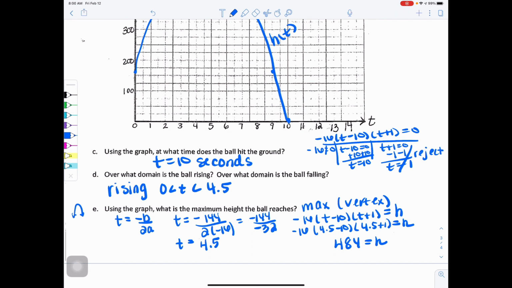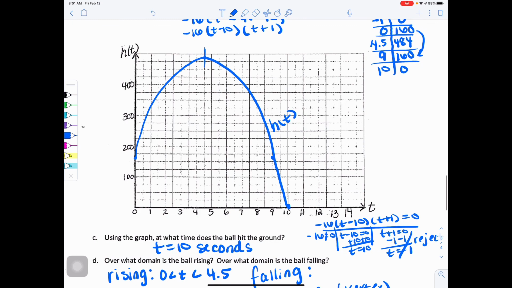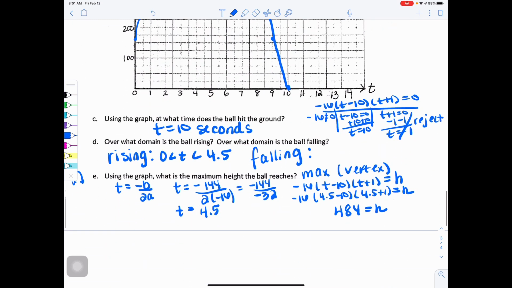Now remember, when we're doing intervals of increasing and decreasing, we do not include the numbers. So there should be no or equal to. When is it falling? Well, we're falling from that 4.5 mark all the way down to 10. So we're falling from 4.5 less than t less than 10. And that concludes our lesson on graphing quadratics in factored form.